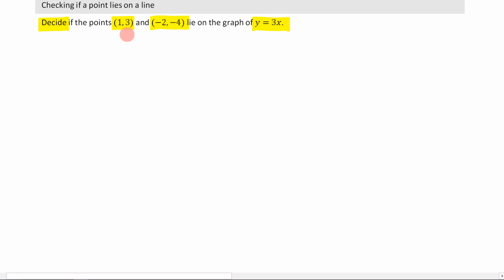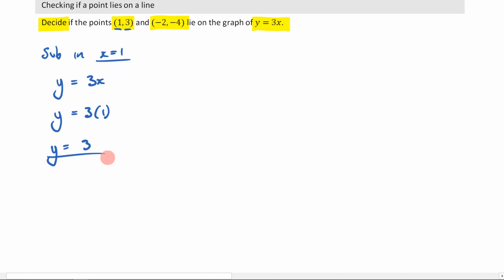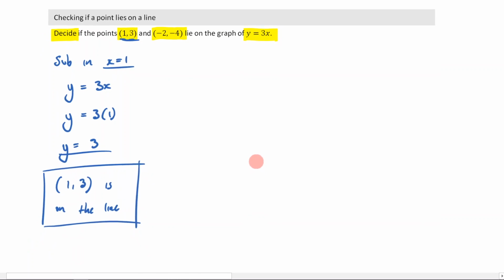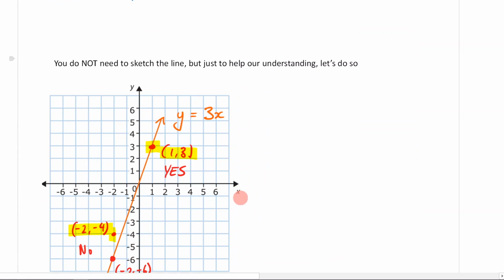What you're going to do is sub in 1 and see if you get 3 out. So sub in x is equal to 1. We've got the rule y is equal to 3x, and into our x spot, we're going to put 1. That means y is equal to 3. So when x is equal to 1, you get out 3. That means 1, 3 is on the line. Perfect. And that's all there is to it. You're just subbing it in and seeing what you get out. And that's what we can see over here. We just subbed it in and we see what we got out.